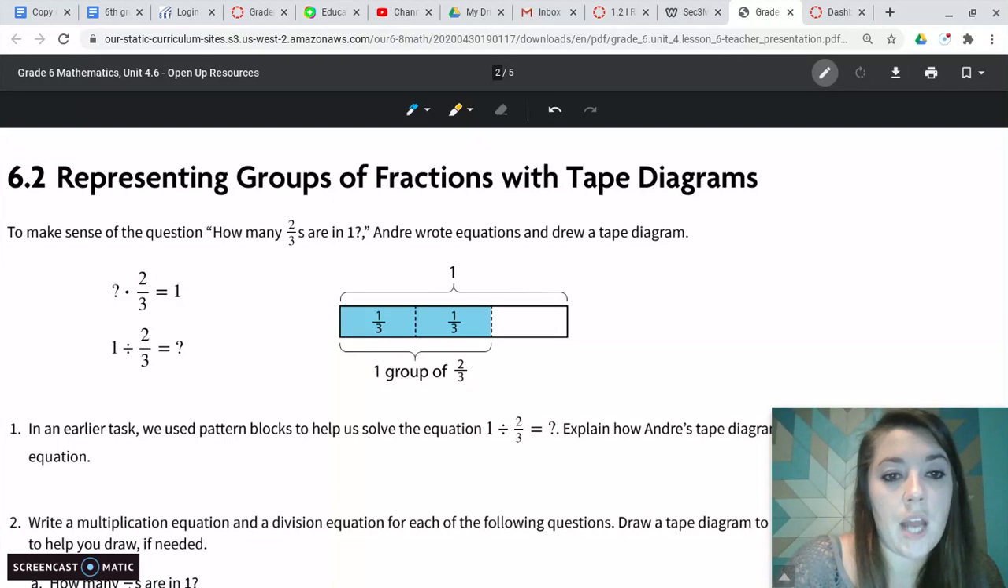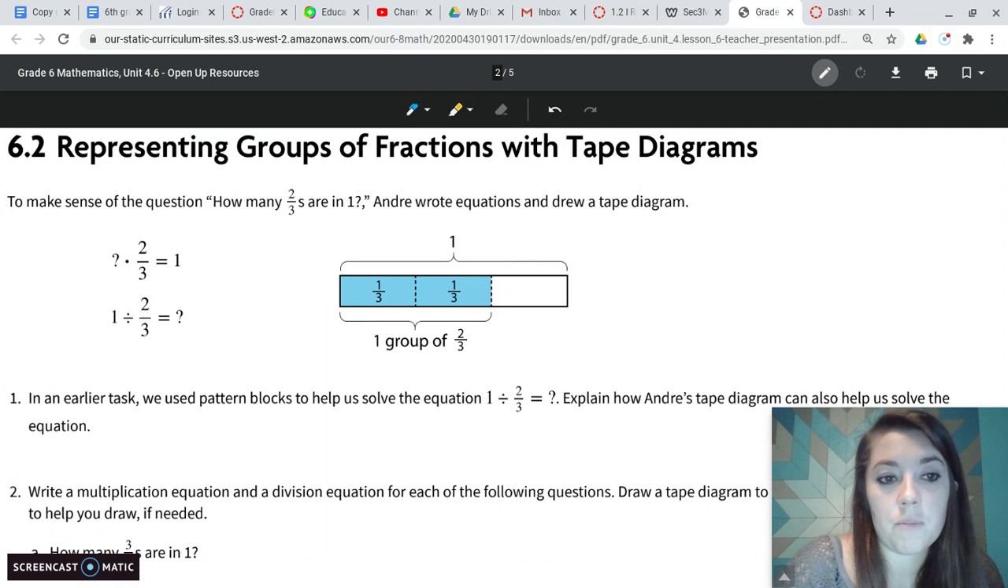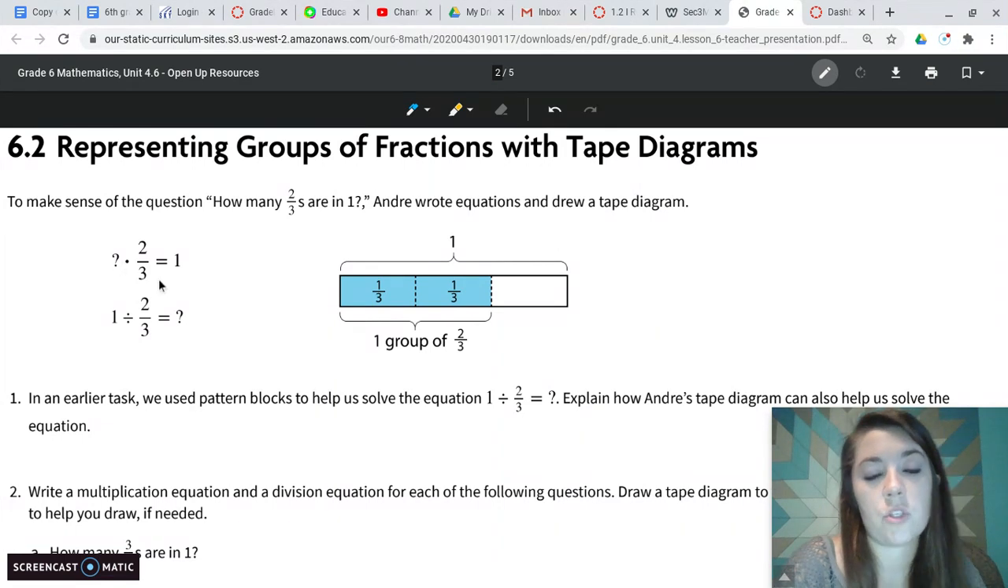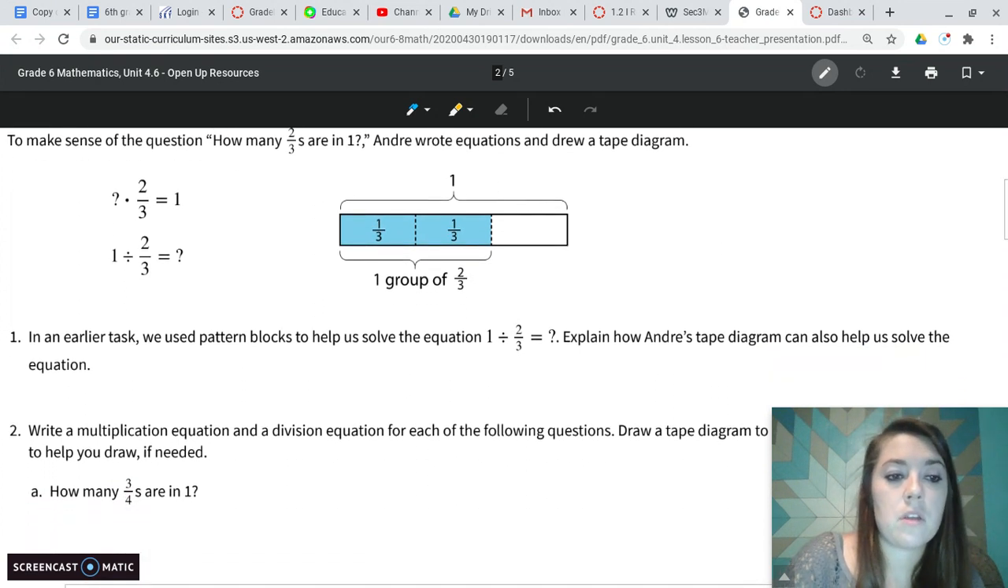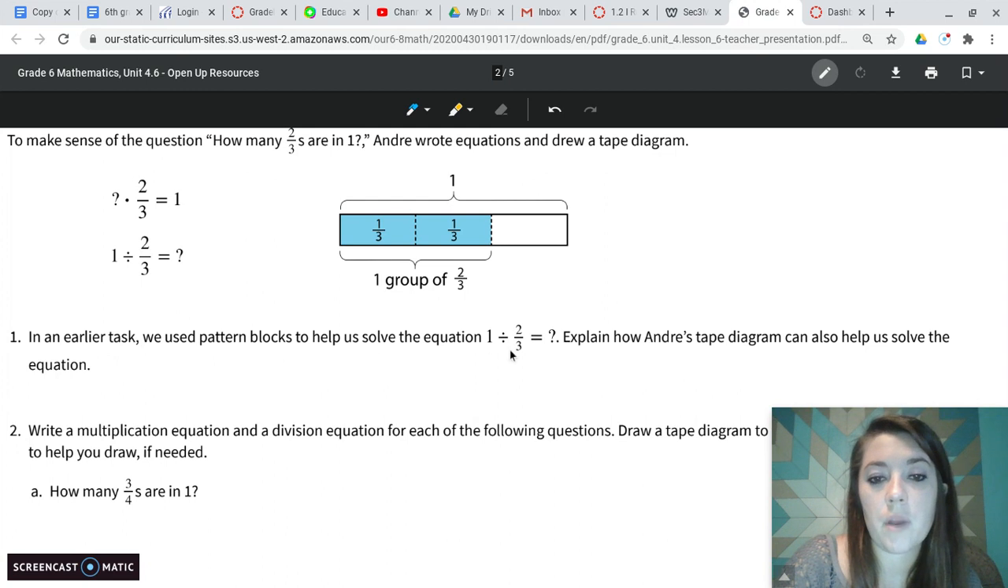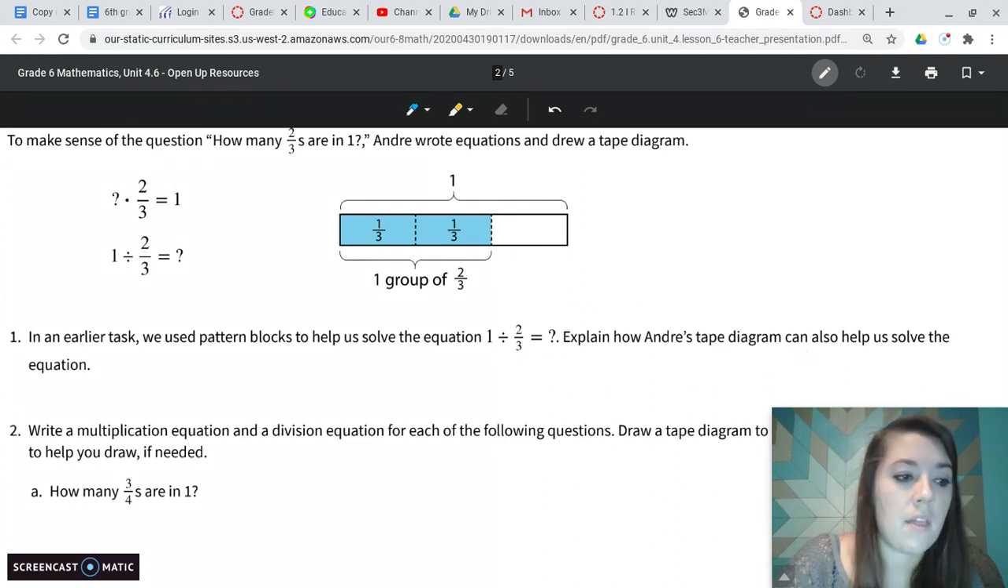To make sense of the question, how many 2/3 are in 1, Andre wrote equations and drew a tape diagram. So here are 2 equations: question mark times 2/3 equals 1, and 1 divided by 2/3 equals question mark. Here's his tape diagram. So he's got his 1 whole, and then he's got a 1/3 and a 1/3. So there's one group of 2/3, but there's some leftover. In an earlier task, we used pattern blocks to help us solve the equation 1 divided by 2/3 equals question mark. Explain how Andre's tape diagram can also help us solve the equation.